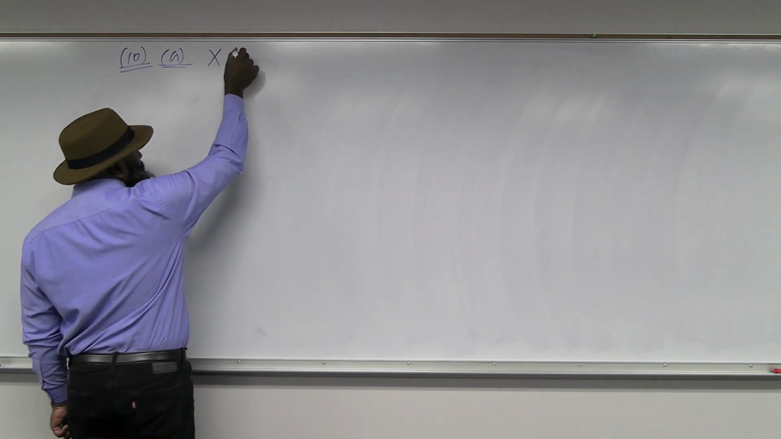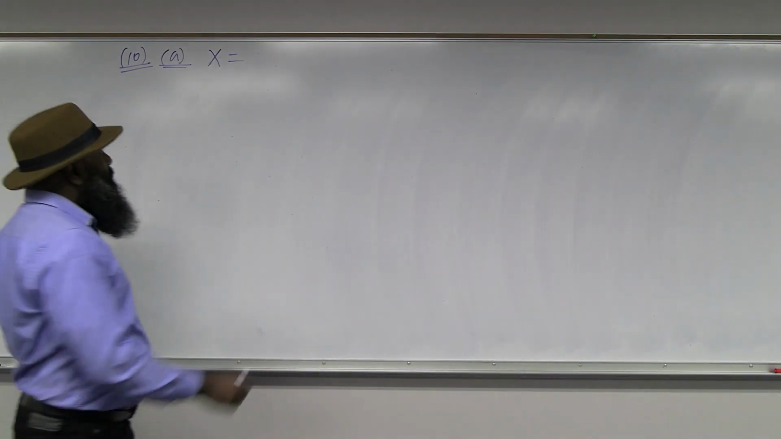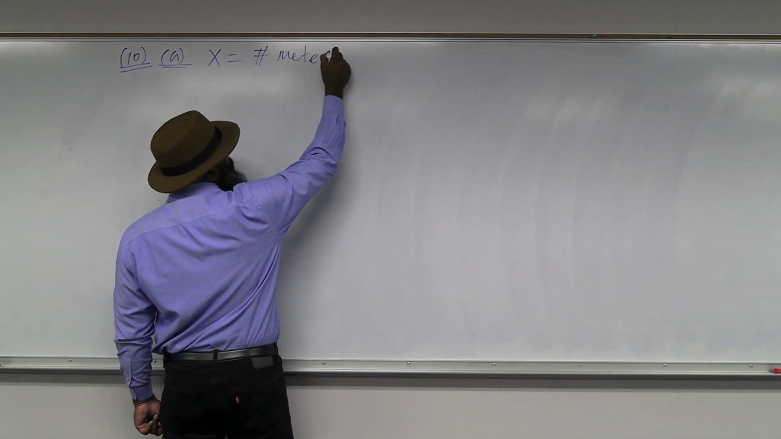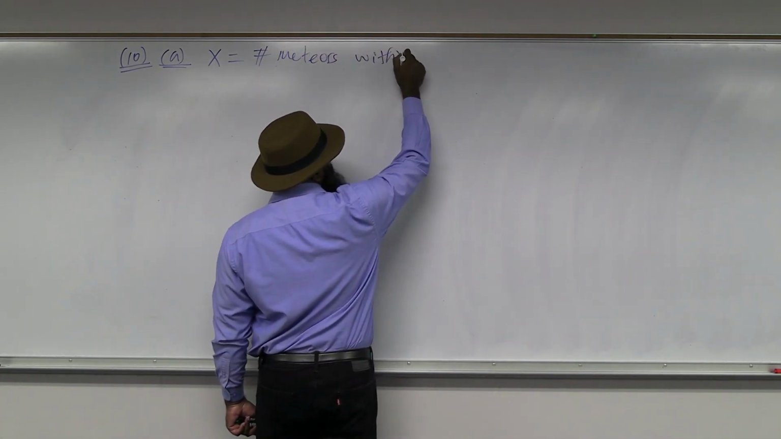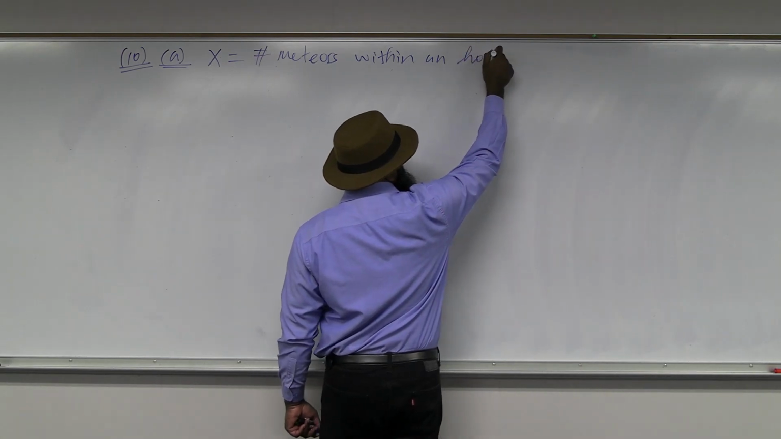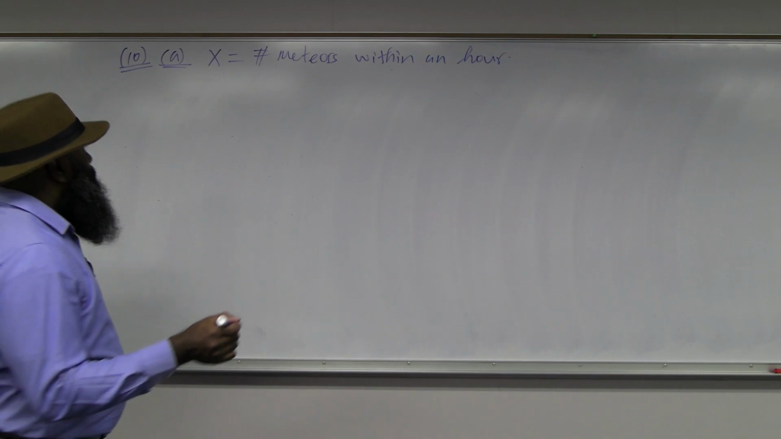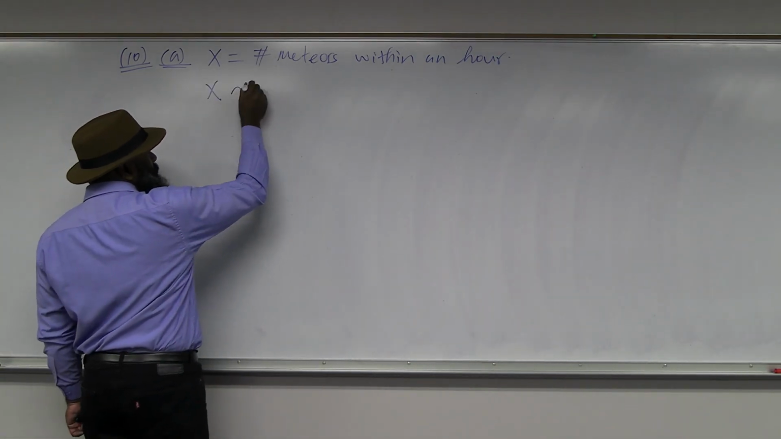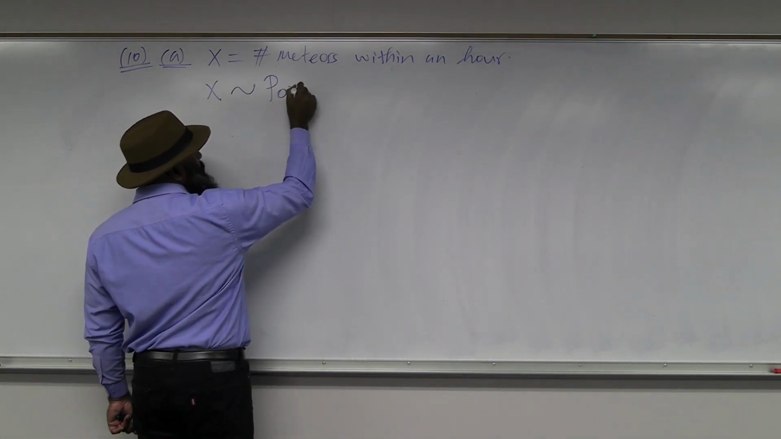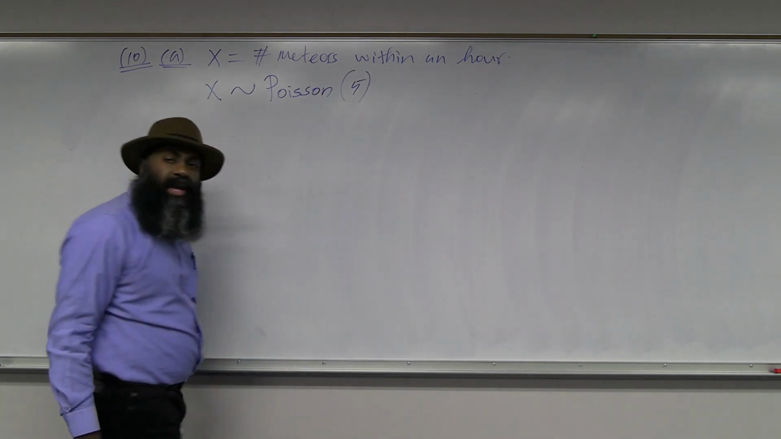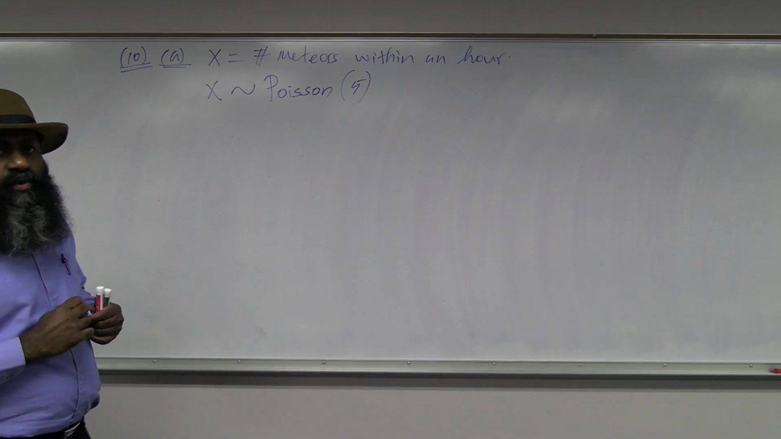All right. So part A for question number 10. I have to first define x is the number of meteors within an hour. Then the distribution of X should be written. So X is distributed Poisson, and your lambda is equal to 5. In some calculators, this is a value for mu.